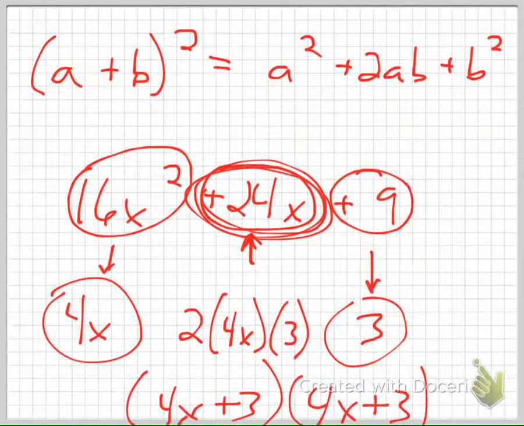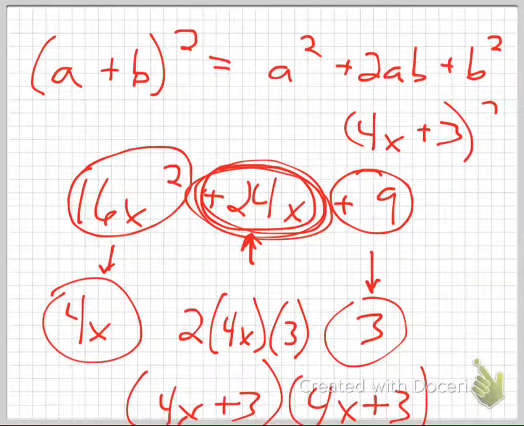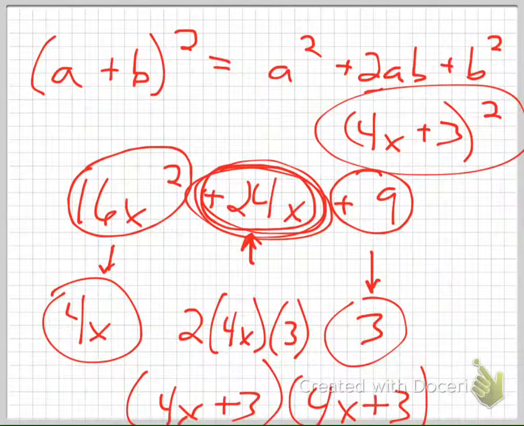Or what could I write instead of that? 4x plus 3 squared. Does that make sense? It's always good to check that quickly, because if it works, you can be done in 2 seconds rather than spending the whole time. We would still be working on trying to find the factors of 144 right now.